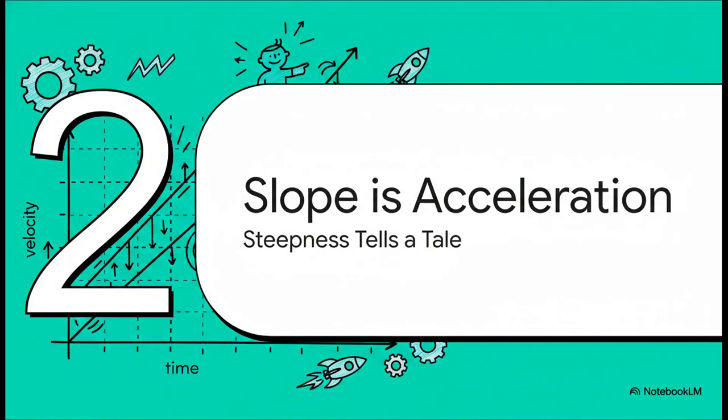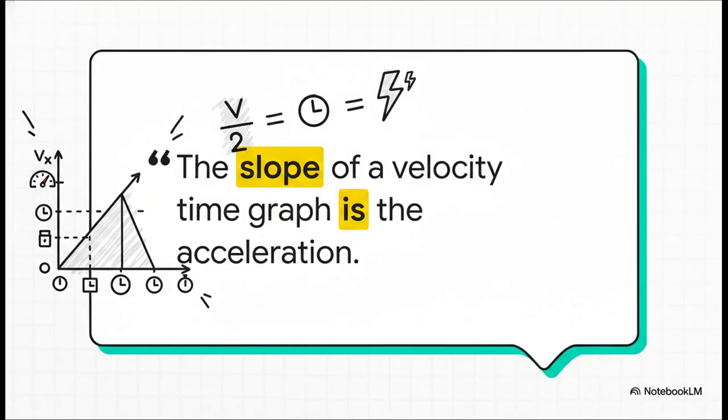Okay, time for our first big secret. The story of how an object's speed is changing, is it flooring it or is it hitting the brakes? That whole story is told by the steepness of the line, or as we call it, the slope. And this makes total sense when you stop and think about it. Back in math class, what was slope? It was the rise over the run, right? The change in the y-axis divided by the change in the x-axis. Well, on our graph, what's that? It's the change in velocity divided by the change in time. And what's the definition of acceleration? The change in velocity over time. It's the exact same thing.